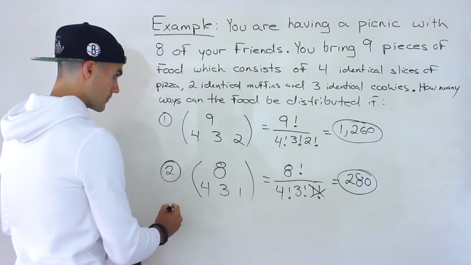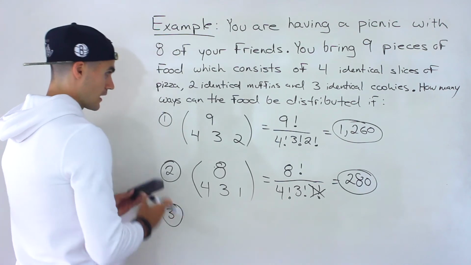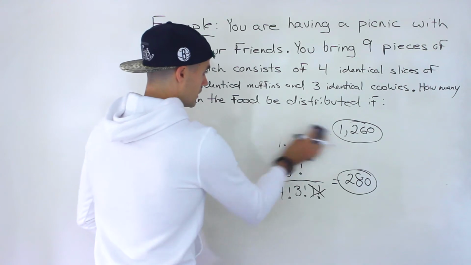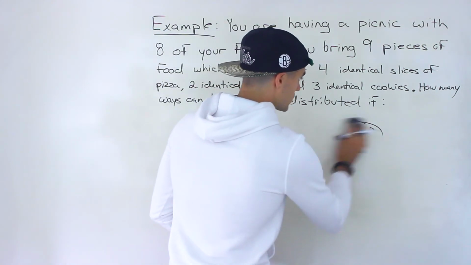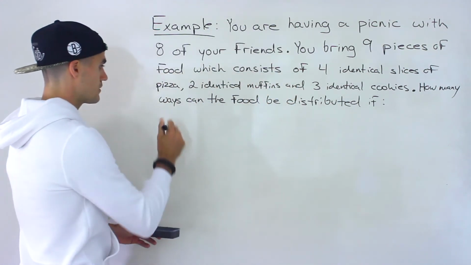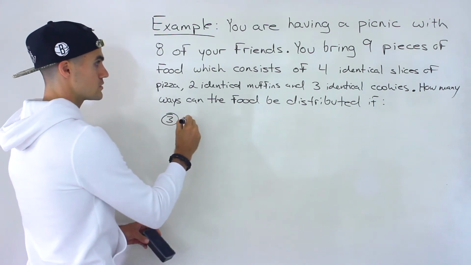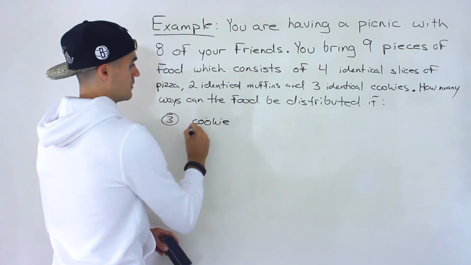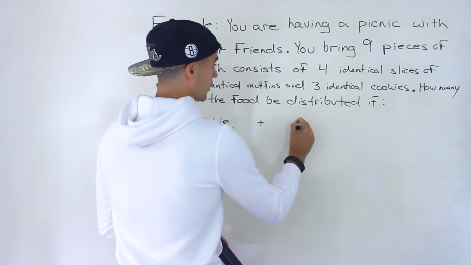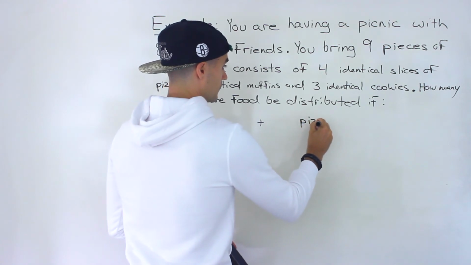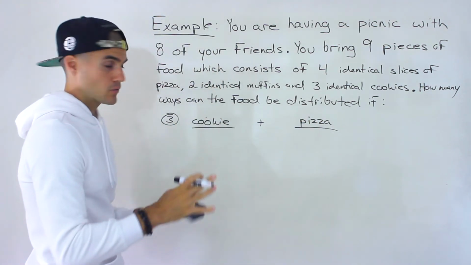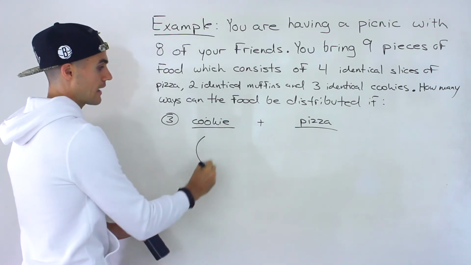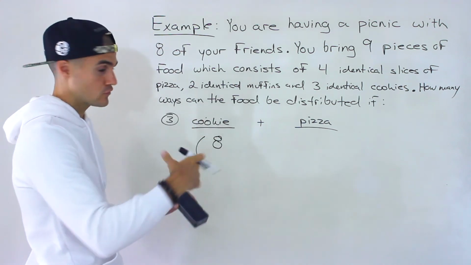And then number 3, I'm going to erase these just to give myself some room. Number 3, there's actually 2 cases that we have to work with. So either you are going to have a cookie or you're going to have a slice of pizza. So two different cases we have to work with, so we're going to have to add them up. So if you have a cookie, same exact thing, you have to distribute the remaining food to 8 of your friends.